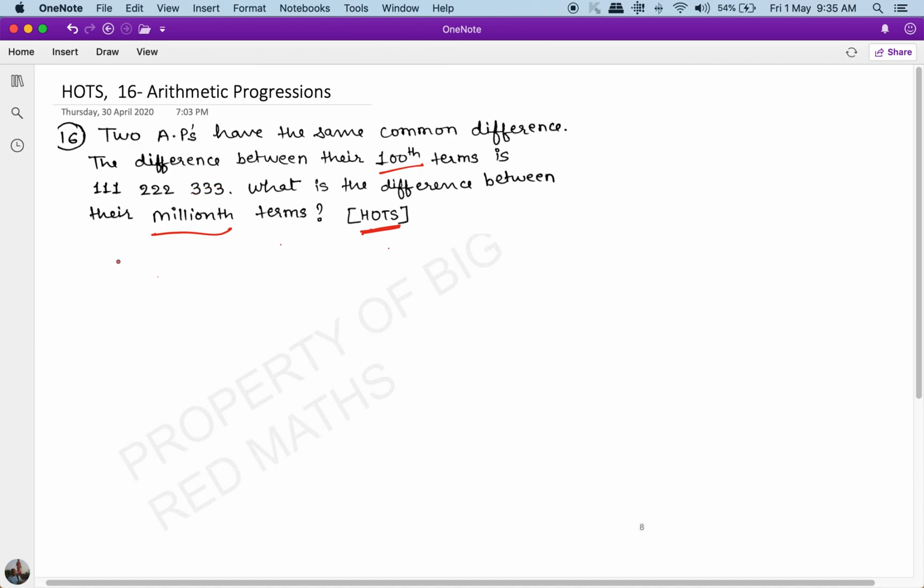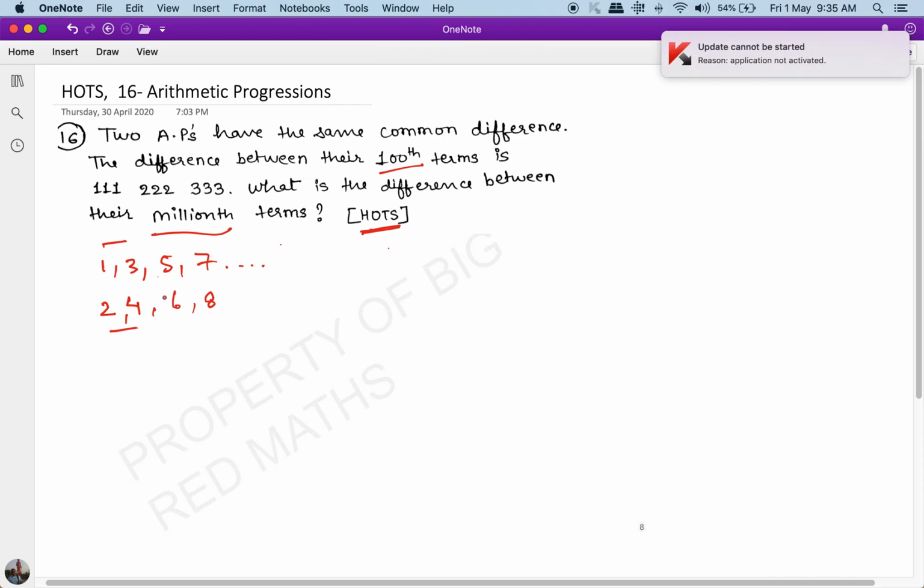So now remember a very interesting thing, I'll solve this for you in three different ways. So let's say there is an AP which has the first term as 1, 3, 5, 7, and so on. And there's another one which is 2, 4, 6, 8. Now you see these are two APs and they have the same common difference. Common difference here also is 2 and common difference here also is 2.